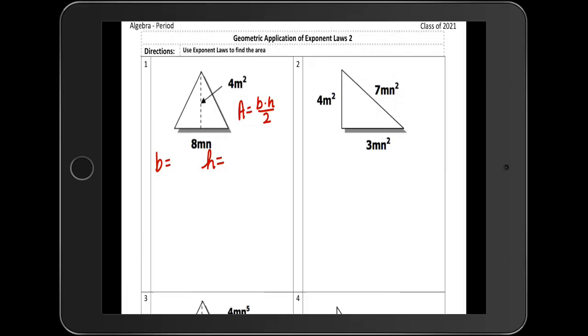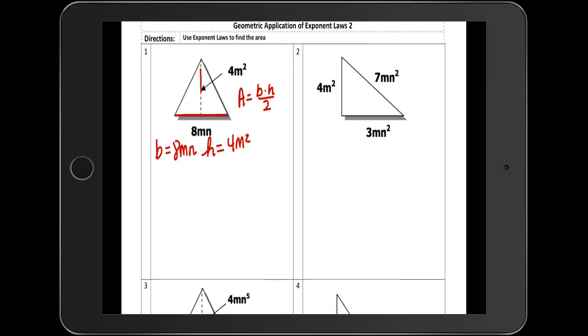So when I look at this triangle, I can tell that the bottom portion, the base, is actually 8 times m times n. So I'm going to write 8mn, and I can see that the height is 4m squared, so I write 4m squared for my height, and then I begin to use my formula. So I know area equals base 8mn times height 4m squared, all divided by 2.